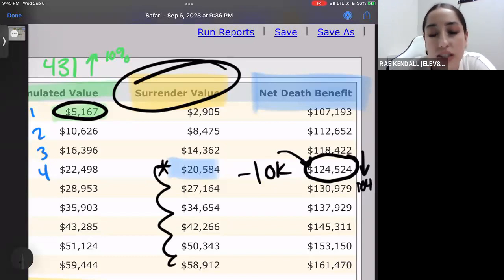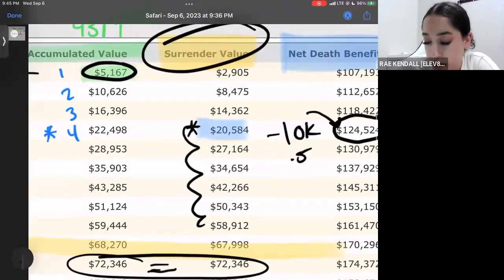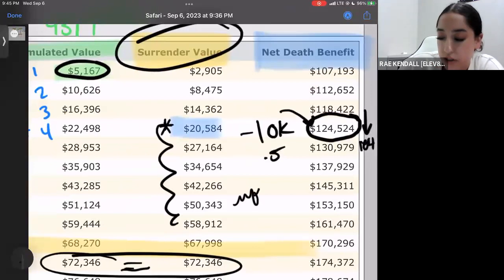So then they'll ask questions like, do you have to pay it back? What's the interest rate? It's 0.5. No, you don't have to pay it back. But right here is when I usually tell them this concept is known as infinite banking.